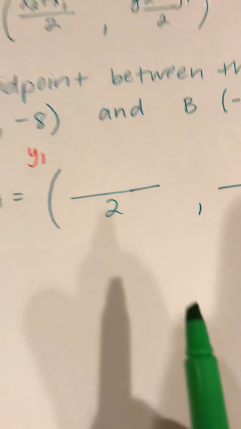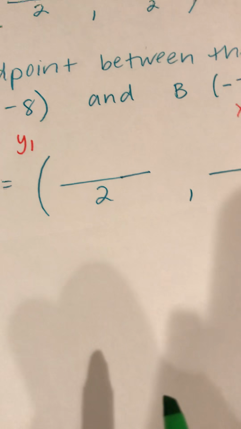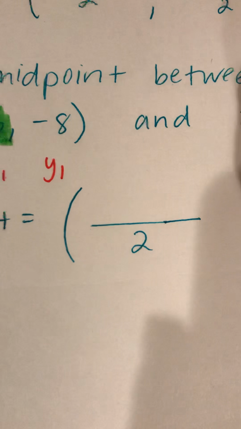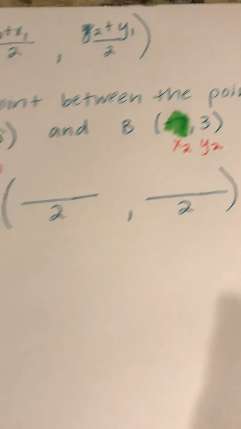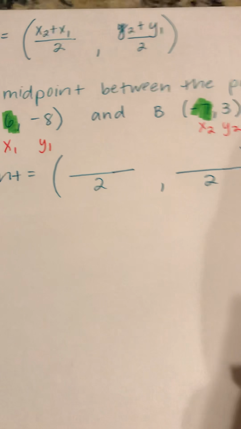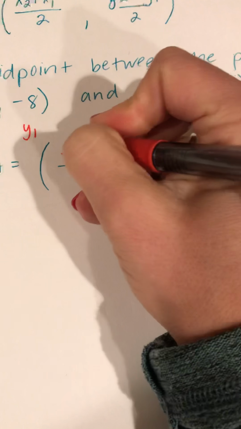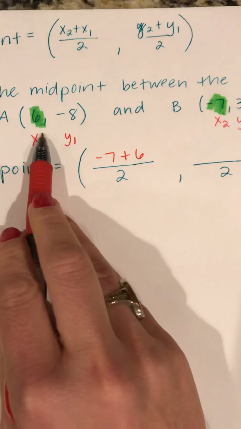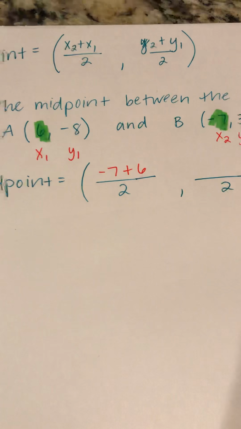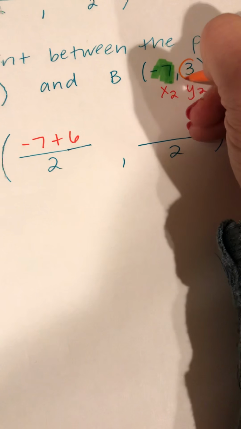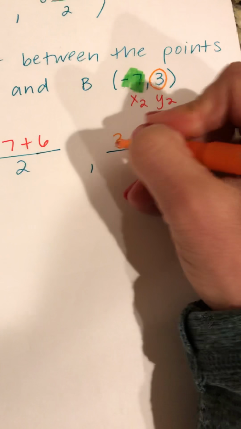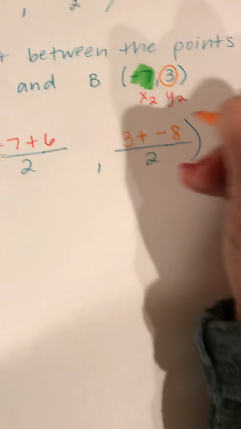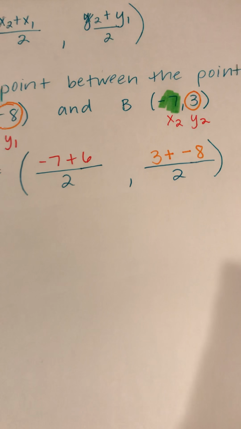Because our midpoint is a point on the coordinate plane, we're going to grab our x values, 6 and negative 7, and add them together. So we're going to have negative 7 plus 6, x2 plus x1. Then we're going to grab our y values: 3 plus negative 8.